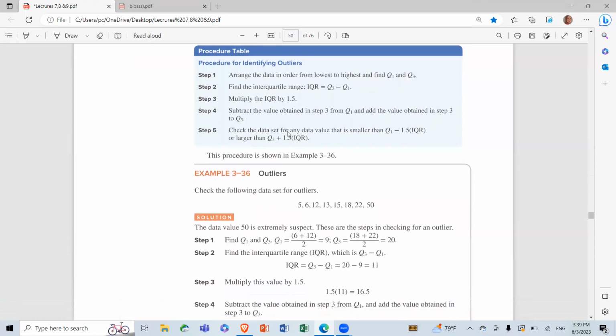Okay. Procedure for identifying outliers. Step 1, arrange the data in order from lowest to highest and find Q1 and Q3. Step 2, find the interquartile range, Q3 minus Q1. Step 3, multiply the IQR by 1.5. Fourth step, subtract the value obtained in step 3 from Q1 and add the value obtained in step 3 to Q3. Check the data set for any data value that is smaller than Q1 minus 1.5 times the IQR or larger than Q3 plus 1.5 times the interquartile range.